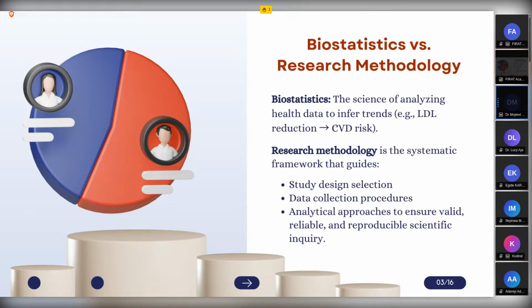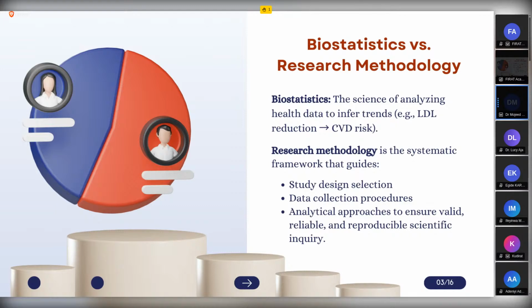Number three, research methodology will also help you with the analytical approaches to ensure valid, reliable, and reproducible scientific inquiry. For every research that we do, whether it's quantitative or qualitative, we want to make sure that someone somewhere can also replicate that study without having to ask you questions. So you are going to detail the methodological approach that you have used to the extent that anyone can replicate the study.